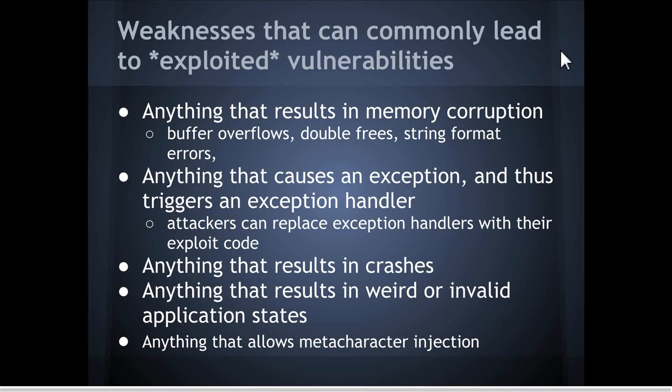Common weaknesses that commonly lead to exploited vulnerabilities include anything that results in memory corruption. That's almost always going to lead to something that's exploitable. Almost always. Anything that causes an exception and thus triggers an exception handler. Attackers can replace exception handlers with their own shellcode. That's something that most developers don't know. Anything that results in crashes is usually also a sign of memory corruption. Anything that results in weird or invalid application states can perhaps allow an attacker to do things that they shouldn't have permissions to do. And also anything that allows meta character injection.